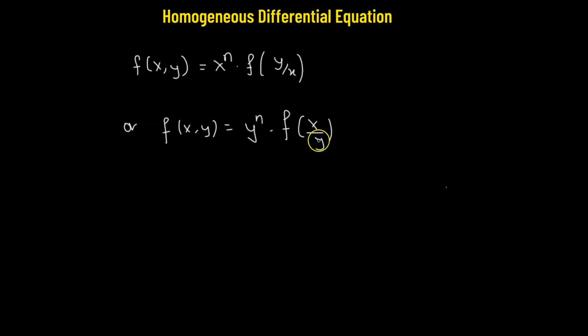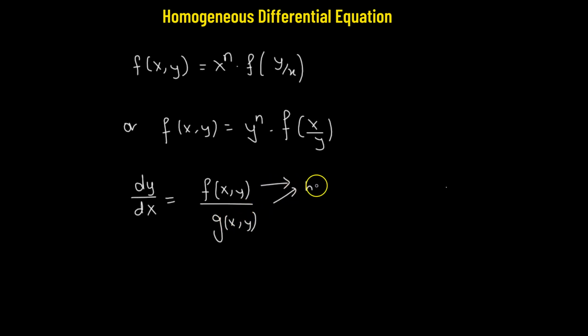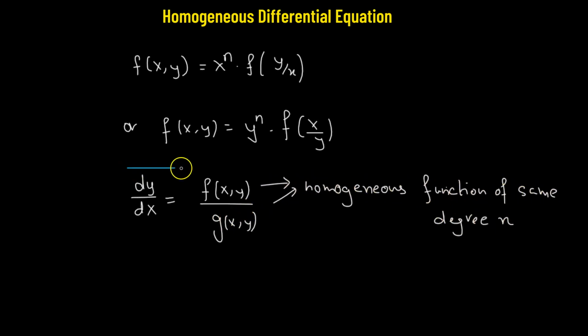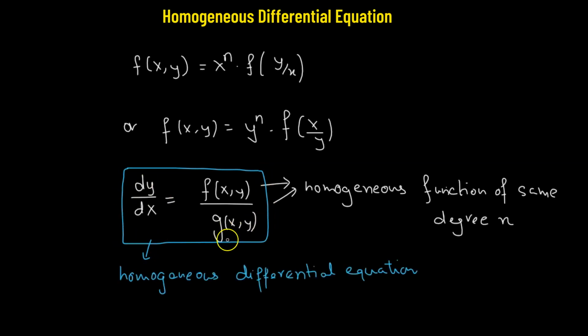Now coming to our differential equation. If we have a first order differential equation, and if this can be expressed in the form f of x comma y divided by g of x comma y, and if both f and g are homogeneous of the same degree, then we say that such a differential equation is a homogeneous differential equation. Now the next step would be to solve this particular differential equation.